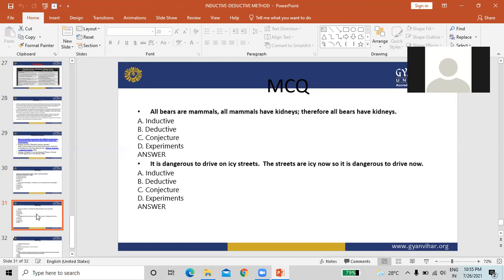Next MCQ. It is dangerous to drive on an icy street. The street is icy now, so it is dangerous to drive. Option A, inductive. Option B, deductive. Option C, conjecture. Option D, experiment.